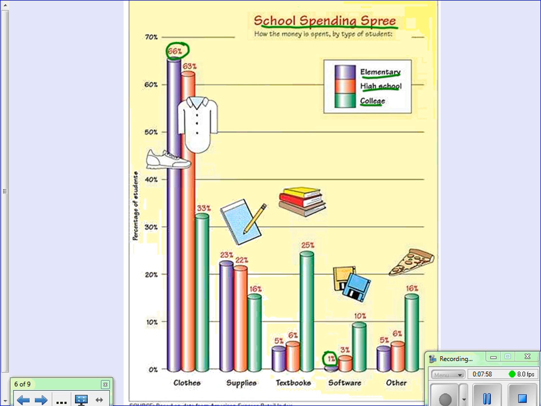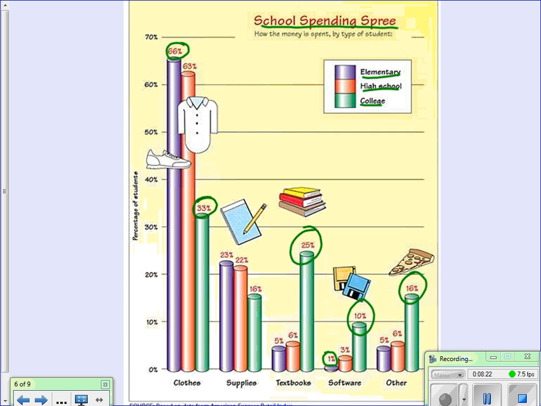College-age kids don't spend very much on clothes. Look, they're only at 33%. Only 33% of their money is spent on clothes. It's half of what the elementary kids spend on clothes. But they spend a lot more on textbooks than anyone else. They spend a lot more on technology and a lot more on the other. You see their money spent different ways.